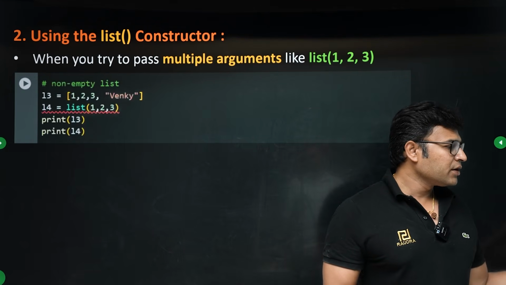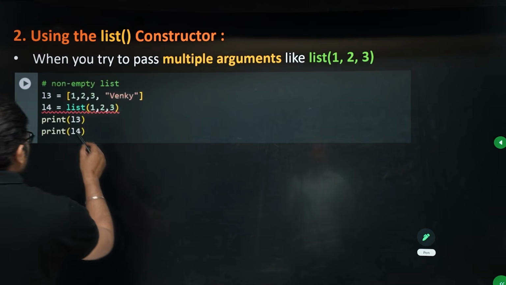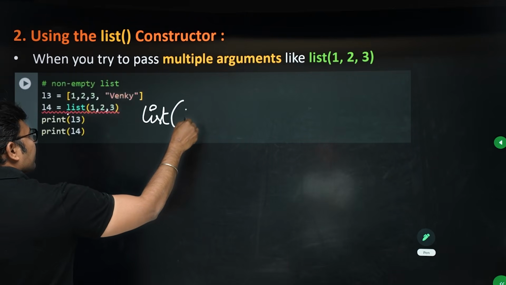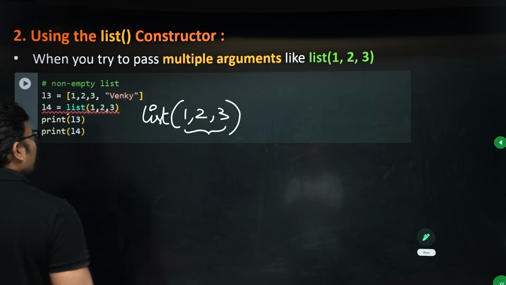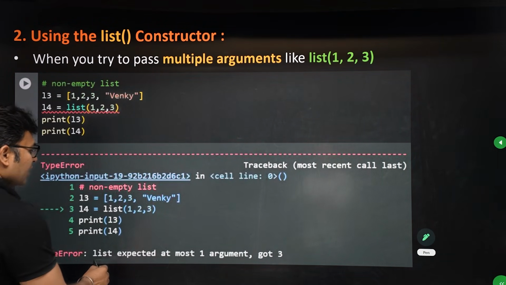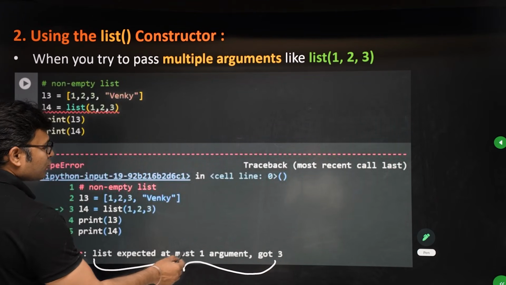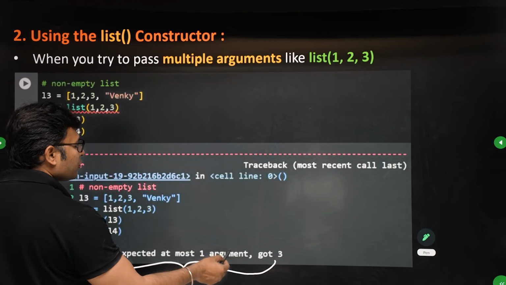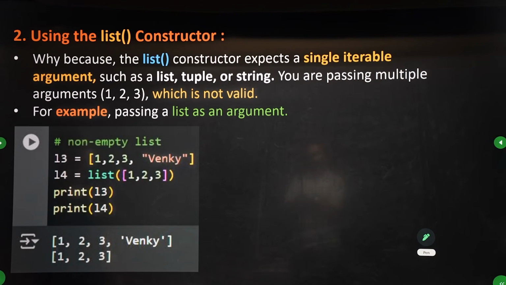It will not work for multiple arguments. For example, if you see here, we are writing list, and we are passing 3 elements. We are expecting that it will create a list of these 3 elements. That is wrong. So you are going to get a syntax error. The syntax error is saying that list expected at most one argument. So to list, you have to send either 0 or 1 argument, but then you are sending 3. That is the error. Got 3 is the error.